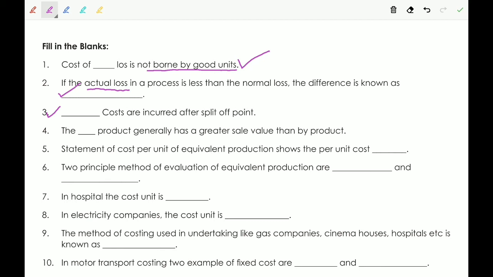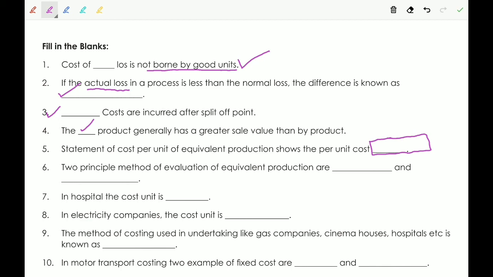Next, fourth one, the dash product generally has a greater sale value than byproduct. So which one has greater sale value, main product or byproduct? Main product generally has a greater sale value than the byproducts. Fifth one, statement of cost per unit of equivalent production shows the per unit cost. Element wise cost: material, labor, overhead, etc.